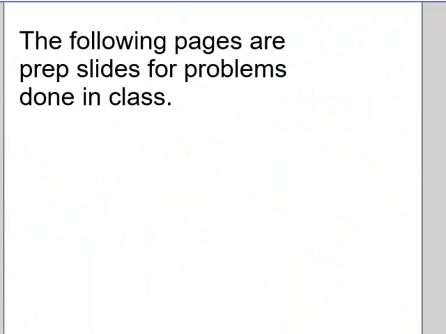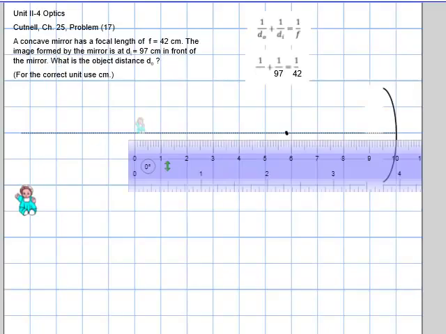All right, let's see. The following pages are prep slides for problems done in class. I'm only going to do one because the others are already posted in other recordings. So here we go. Chapter 25, problem 17. A concave mirror has a focal length of 42 centimeters. The image formed by the mirror is at 97 centimeters in front of the mirror. What is the object distance, d_o?